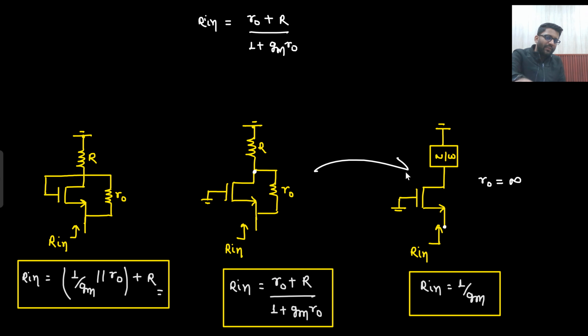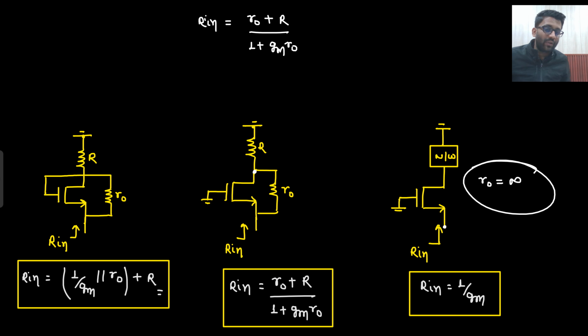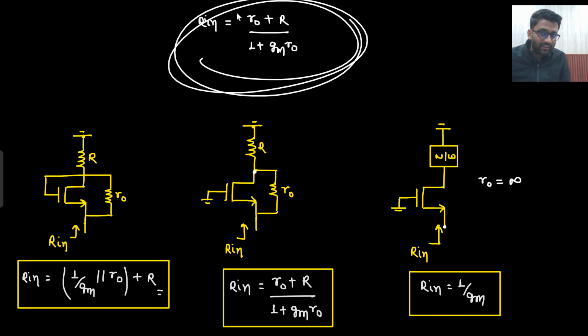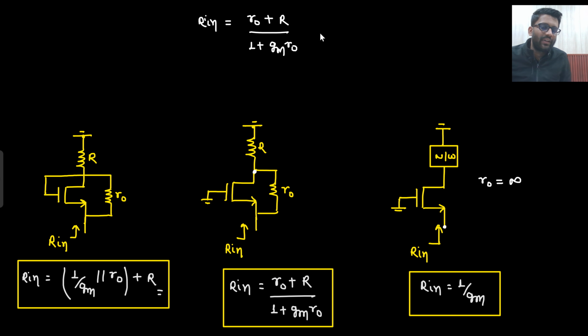Now what is the difference between these two circuits? No difference is there. In place of this resistance R, can I use any network? Yes. No difference is there. The only difference is this R0 is infinity. That means in this particular circuit, if I put R0 equals to infinity in this particular formula, what will happen?